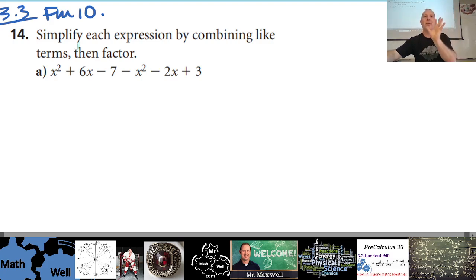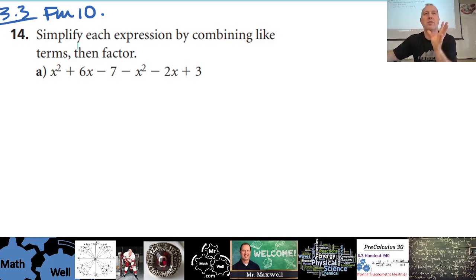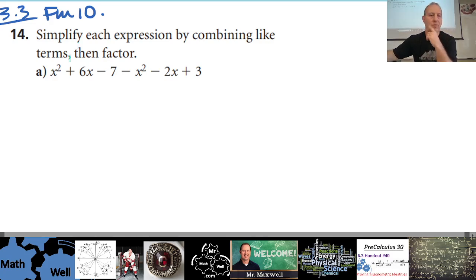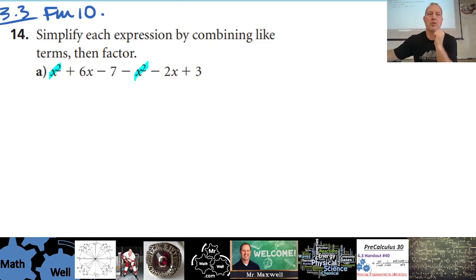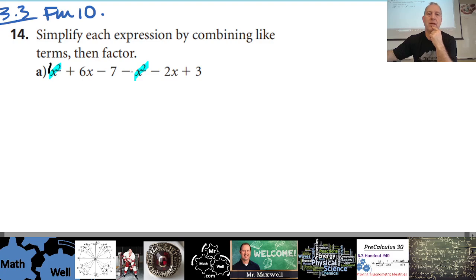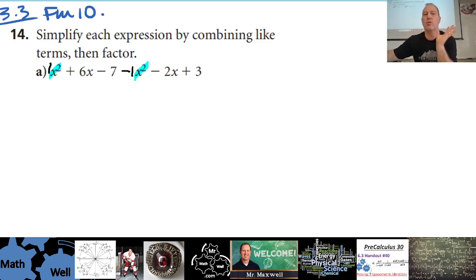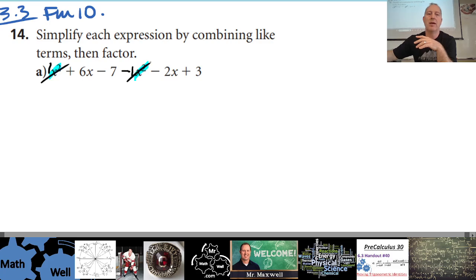Okay, so everybody, you're looking for terms that have the same variable or variables multiplied together with the exact same exponents on each of those variables. So, for example, x squared, those are like terms, so I can combine those. I have one of these, and I have minus one of these. So guess what? That cancels each other out. So there are 0 x squareds, so I will not write anything in my simplified version.